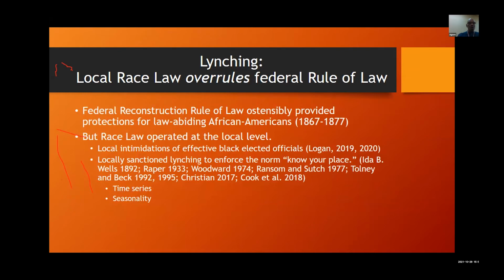Lynching. Local race laws overrule federal rule of law. After Reconstruction, federal rule of law, the 13th, 14th, and 15th Amendments, provides protections for law-abiding African Americans, but race law operated at the local level.